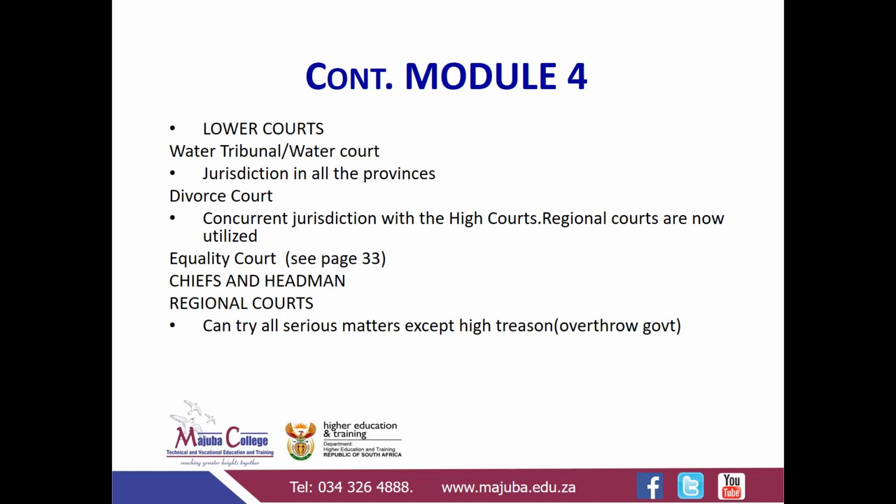Okay. We also have the chiefs and the headman courts. The chiefs and the headman courts are more traditional, right? They are for the chiefs and the headmen. And if you are not happy about the decision of the chief's court, you can make an appeal to the magistrate court, okay? Right? We also have regional courts. Regional courts are not high courts, but they can also try the cases which are tried in the high court, except only for treason. High treason, they cannot try that case in the regional court.